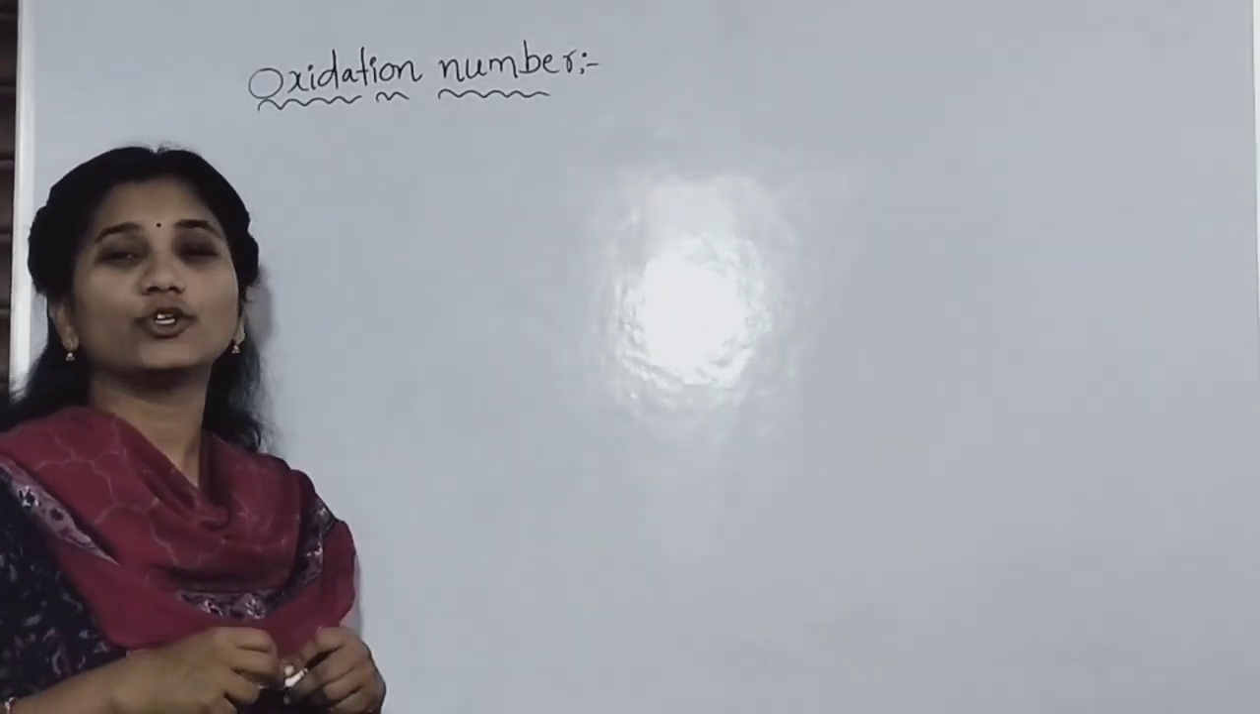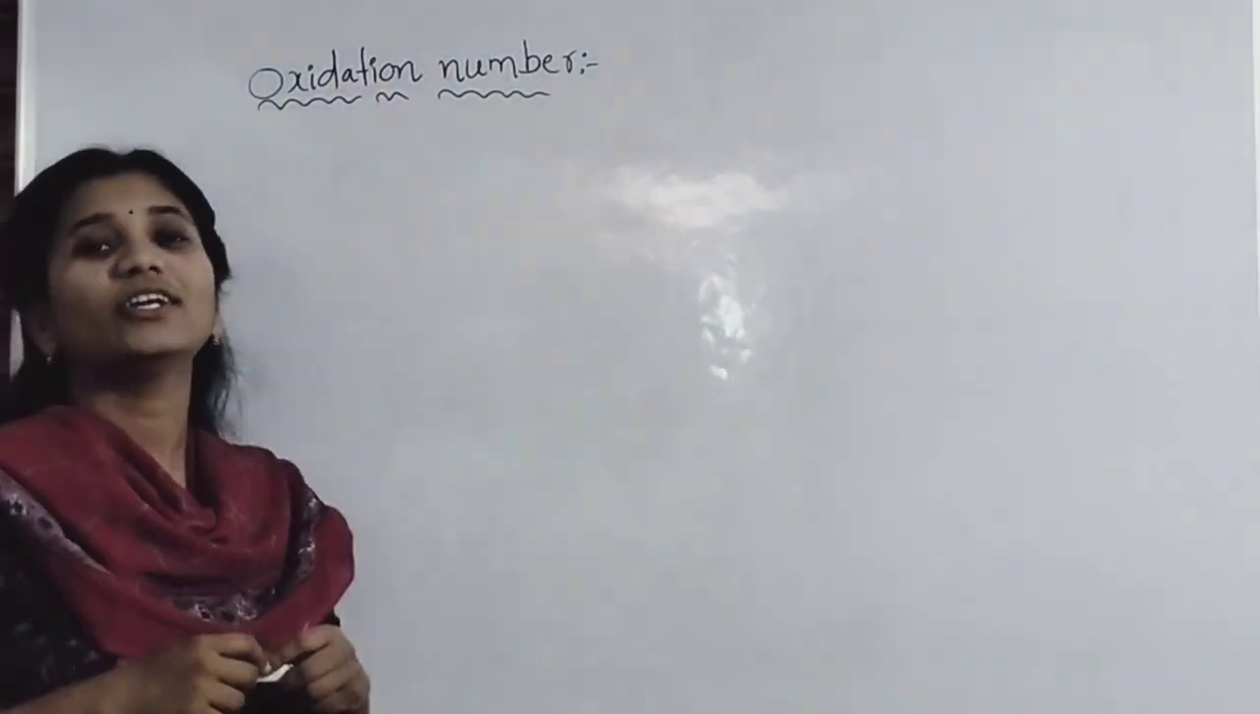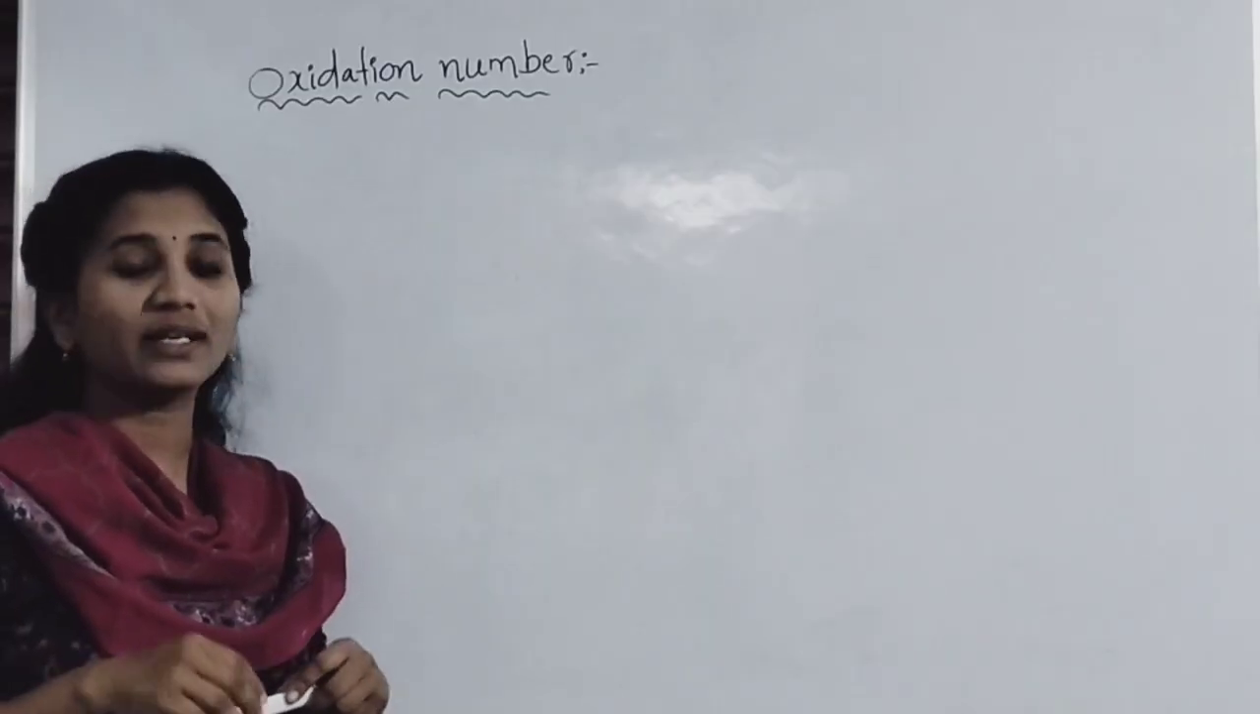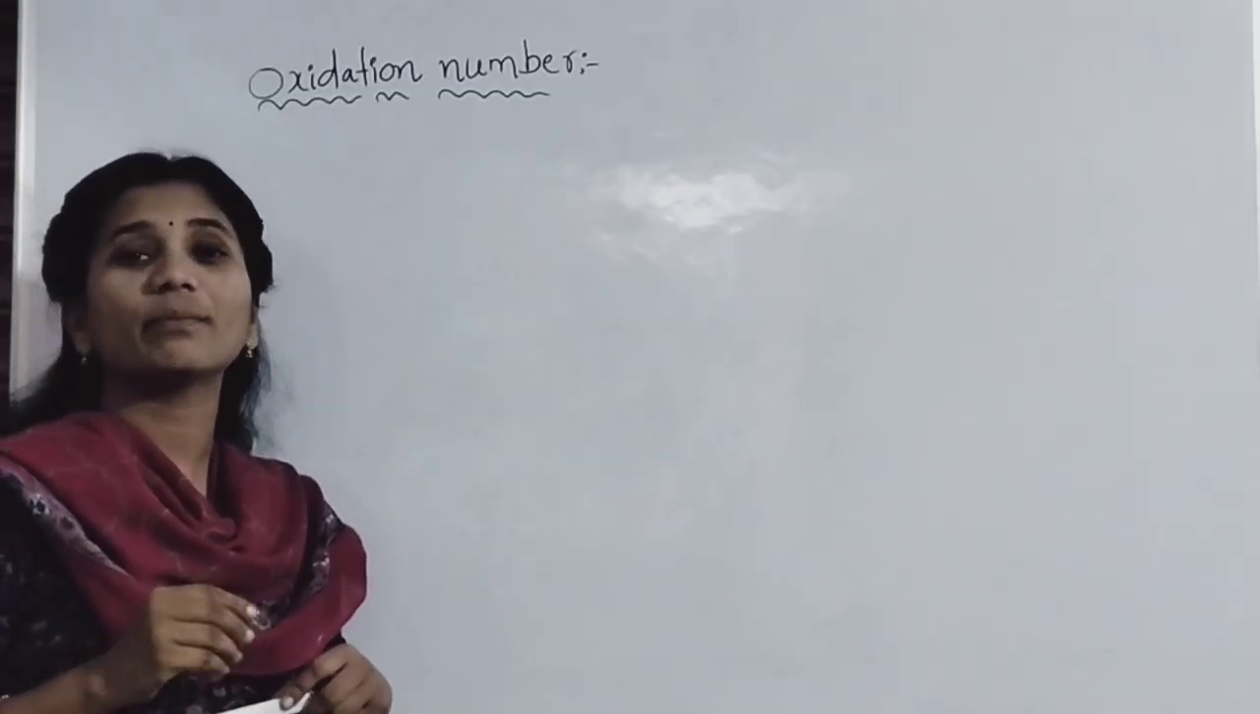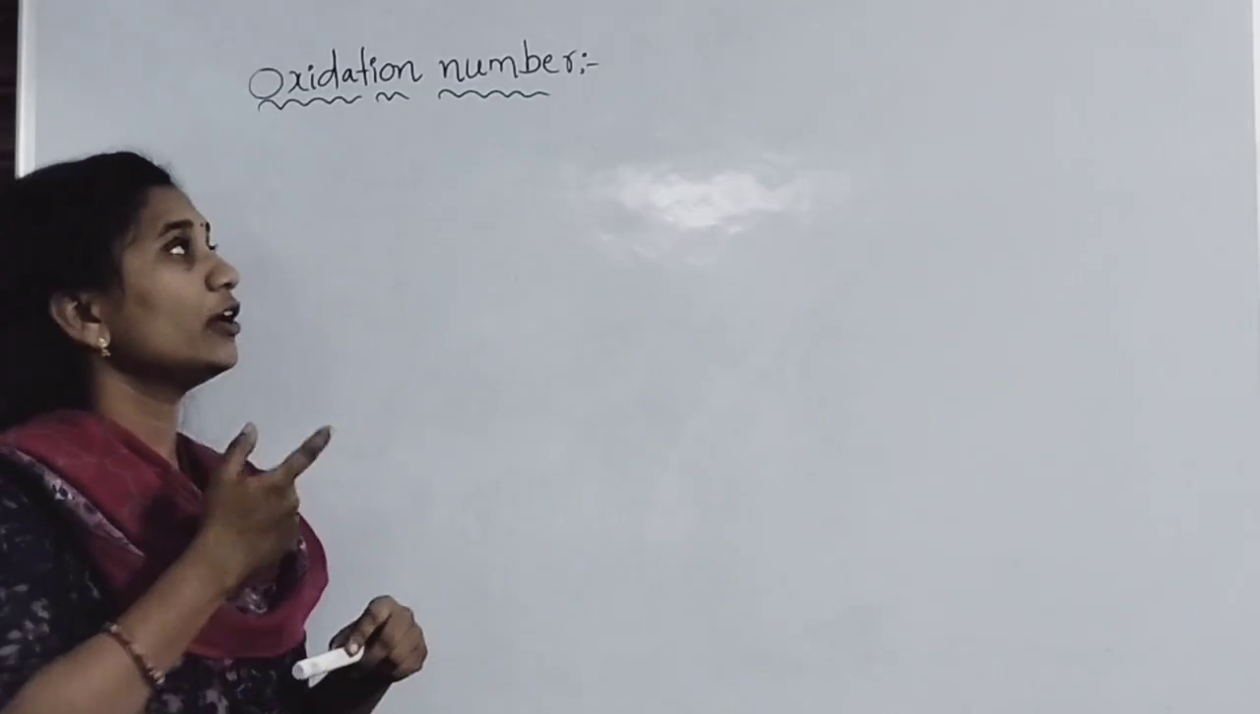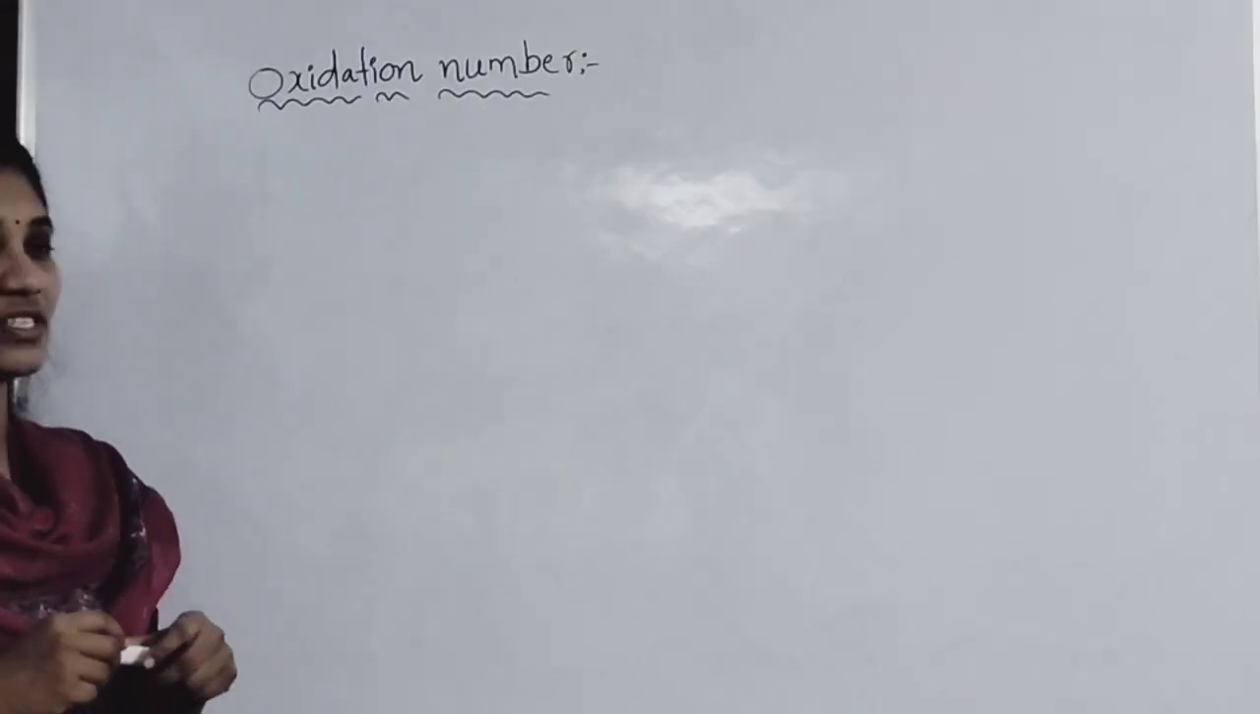Today I have come up with a new concept about oxidation number. Now first of all, what is oxidation number? Then how do we calculate oxidation number for an element in a given compound? Now let me write a definition for this oxidation number first of all.